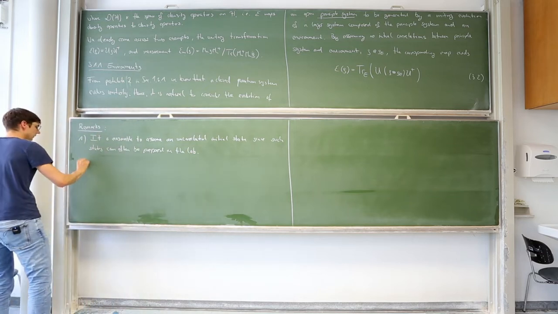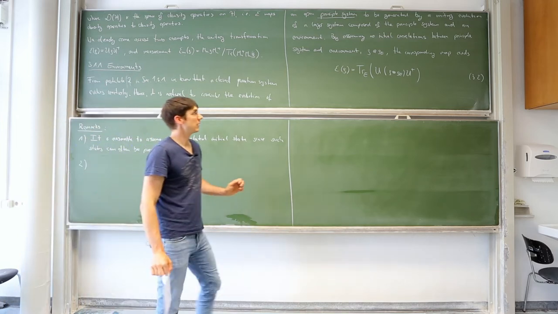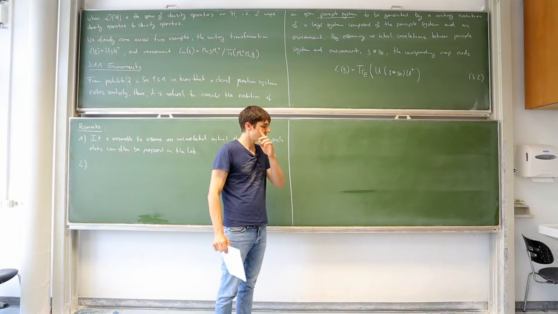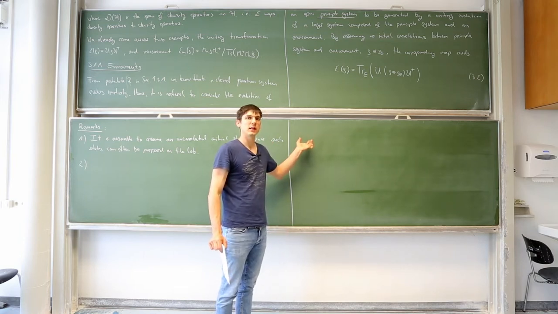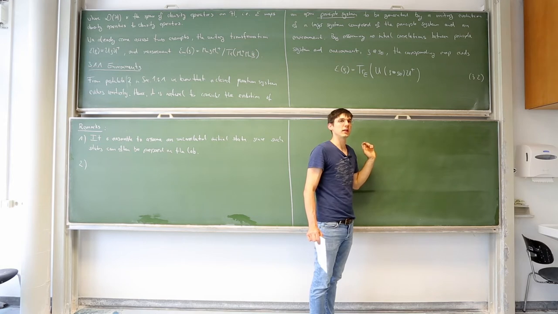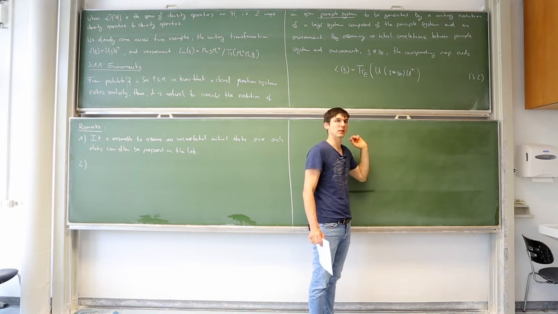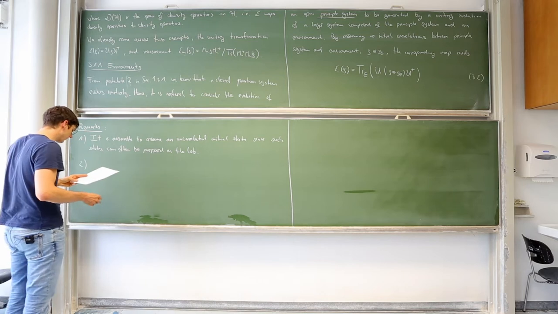Okay, the second remark is as follows. We want this to be consistent with our postulate 2, right? I mean, actually, we kind of built this on postulate 2. But we can now check whether this is consistent if we suppose a unitary where there are no interactions between system and environment. And then what we have to get out is a unitary evolution of our principal system, right? So let's do this consistency check.